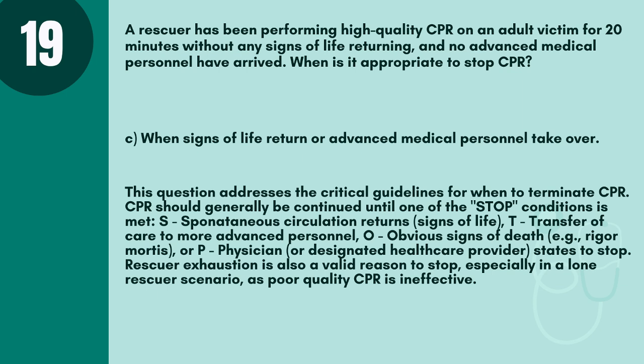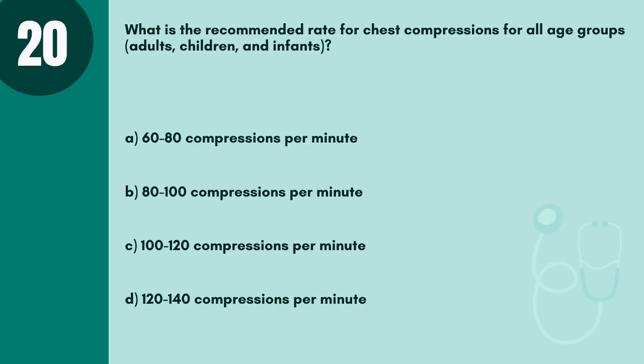Rescuer exhaustion is also a valid reason to stop, especially in a lone rescuer scenario, as poor quality CPR is ineffective. Question 20. What is the recommended rate for chest compressions for all age groups, adults, children, and infants? A. 60 to 80 compressions per minute. B. 80 to 100 compressions per minute. C. 100 to 120 compressions per minute. D. 120 to 140 compressions per minute.